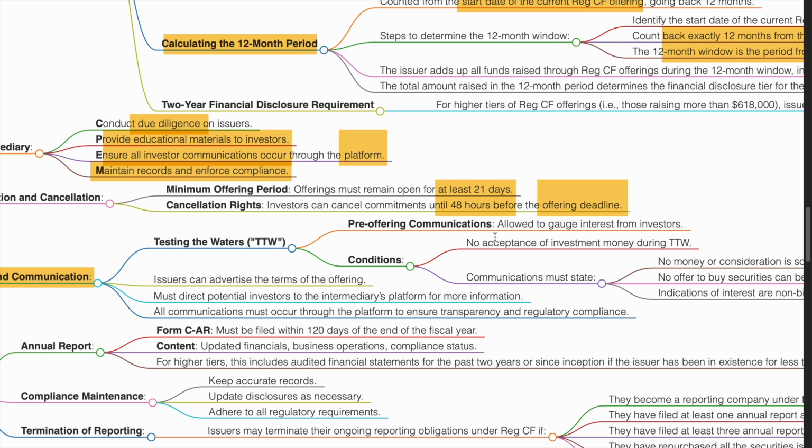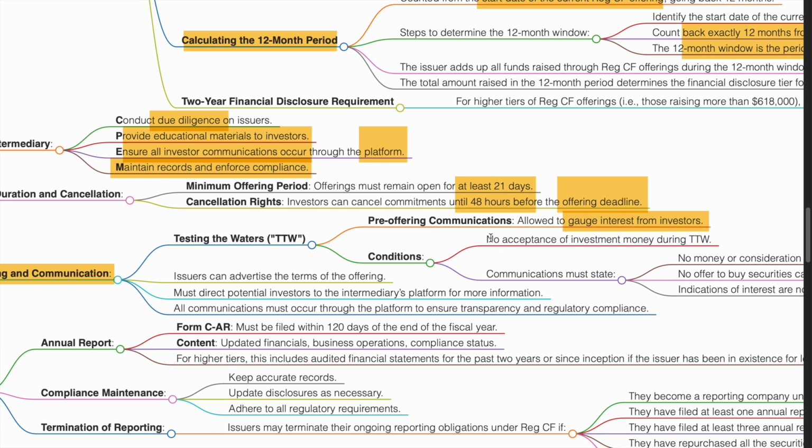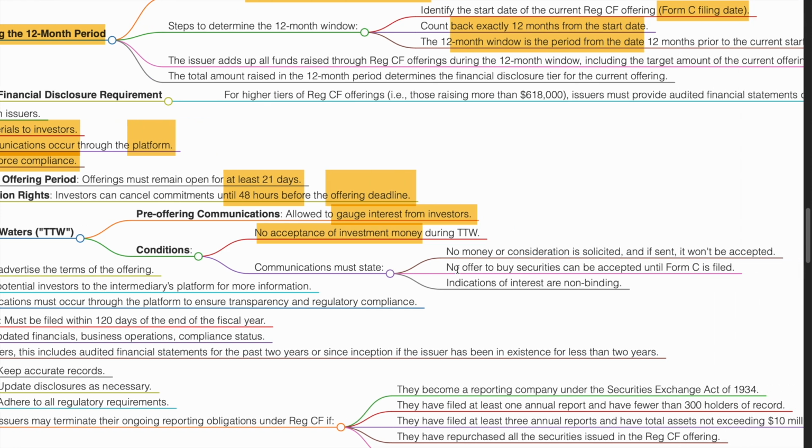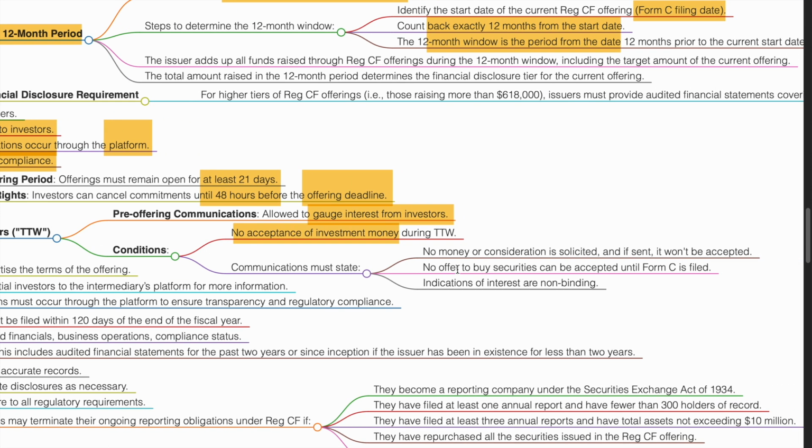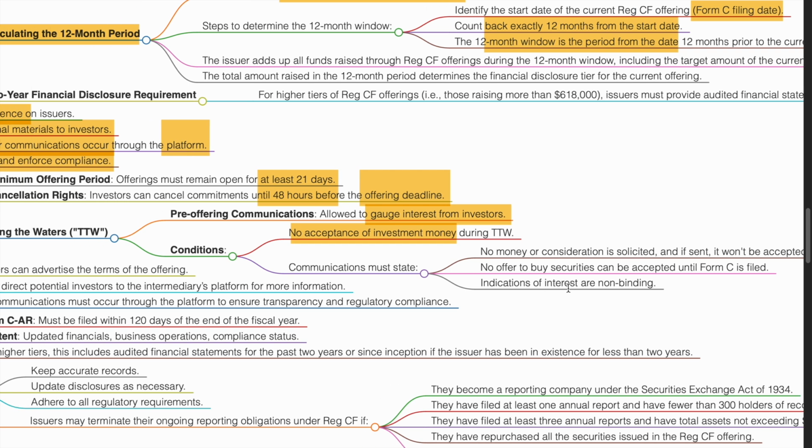For example, the startup can make pre-offering communications to gauge interest from the investors, but crucially, there can't be any actual acceptance of money during testing the waters. And the communications do have to state 3 main disclaimers. For example, no money or consideration is solicited, and if sent, it won't be accepted. There's no offer to buy securities, which can be accepted until the Form C is filed, and indications of interest are non-binding.